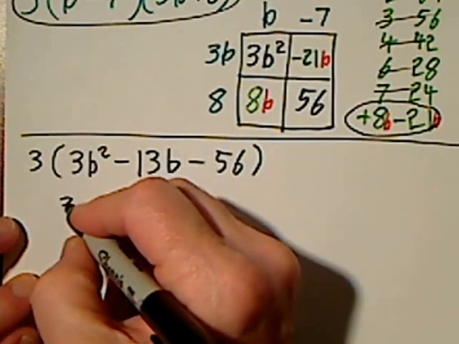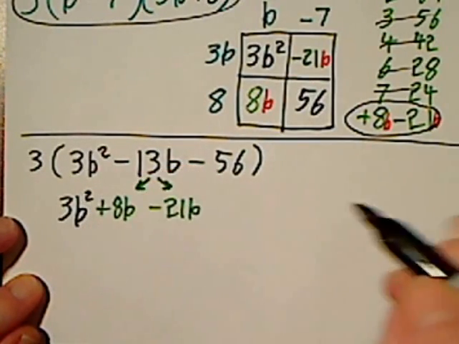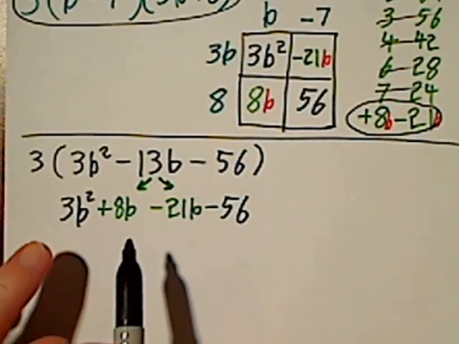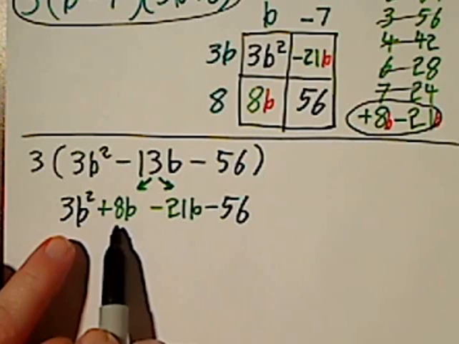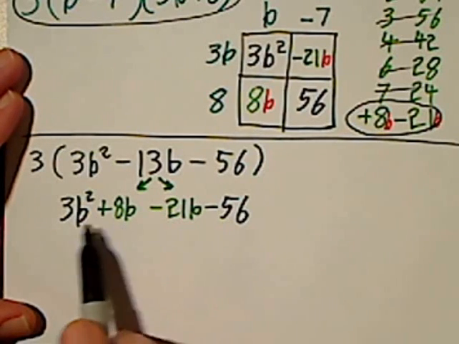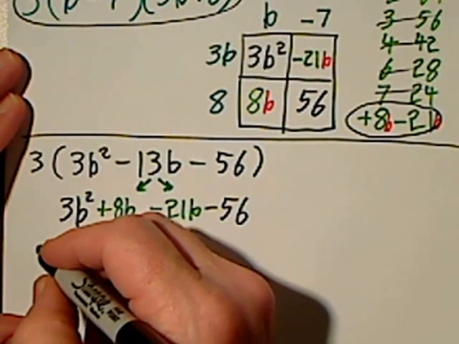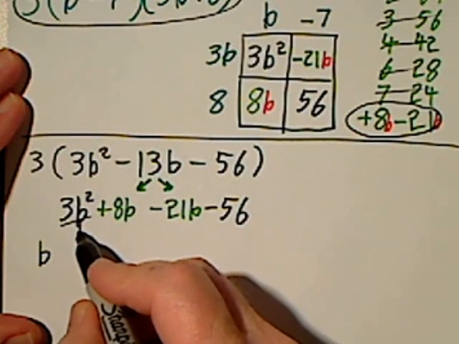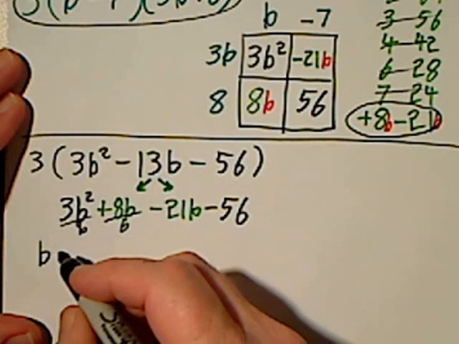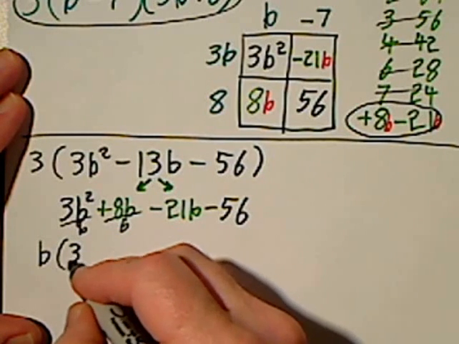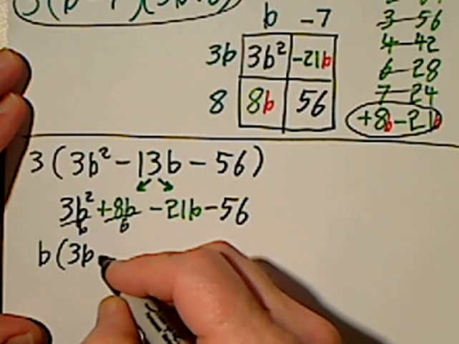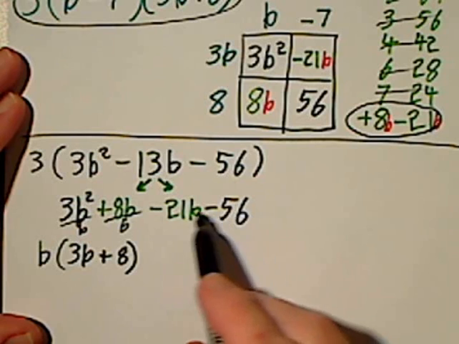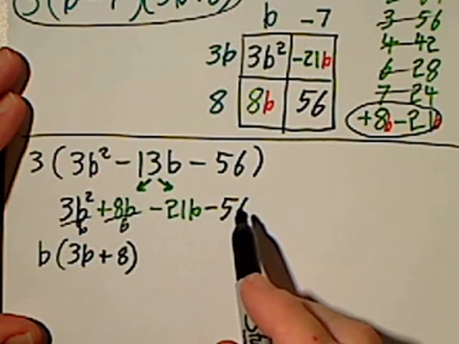This 3b squared was sitting in the first position. Negative 56 was sitting there. The grouping part is you group together the first two, and you look for the greatest common factor, which is going to be b. That means you divide by b and divide by b. That leaves you with 3b plus 8.